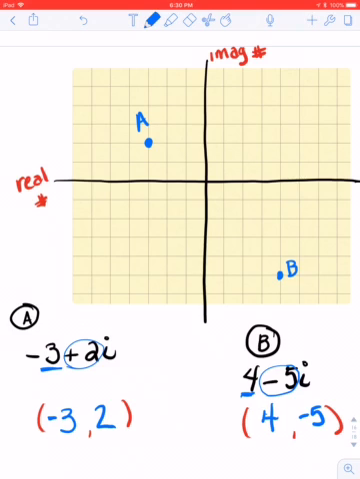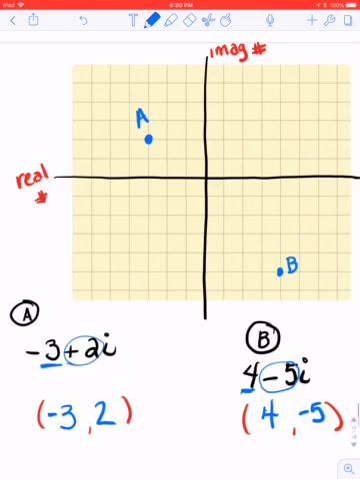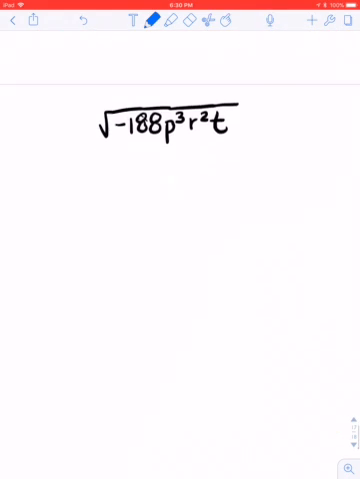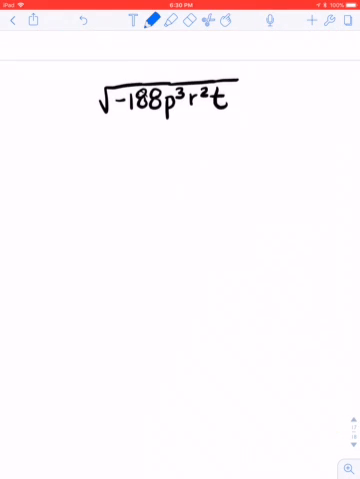Okay, also I just want to take some time to do one more negative radical simplifying one in case you need to look at it. So here's the next one: -188 p to the third r squared t, all underneath the square root. So remember, our first step has to be to get rid of this negative. So I'm going to put -1 in this first square root and everything else in this second one.